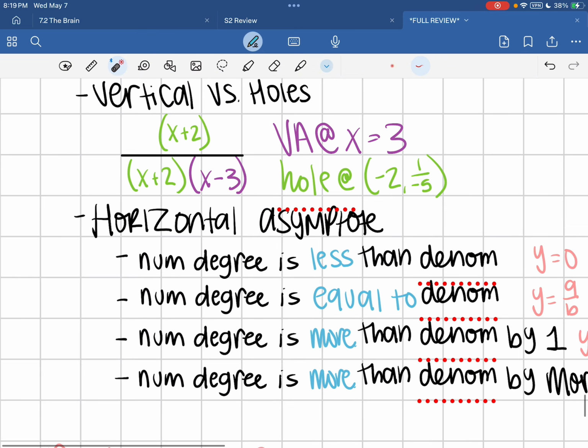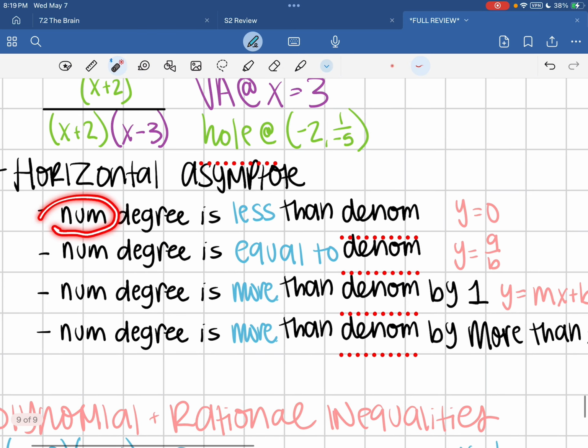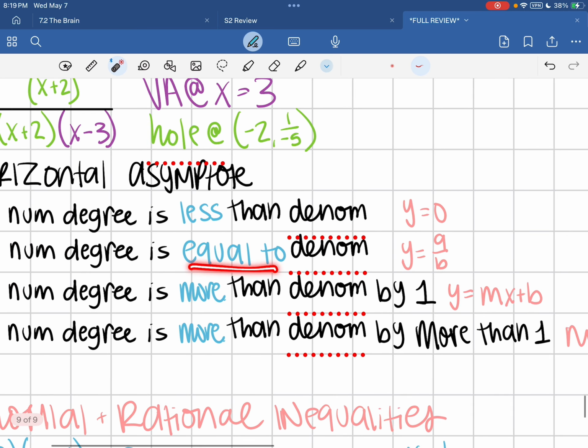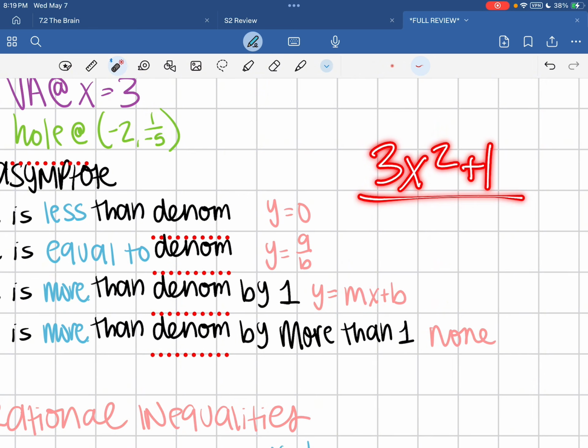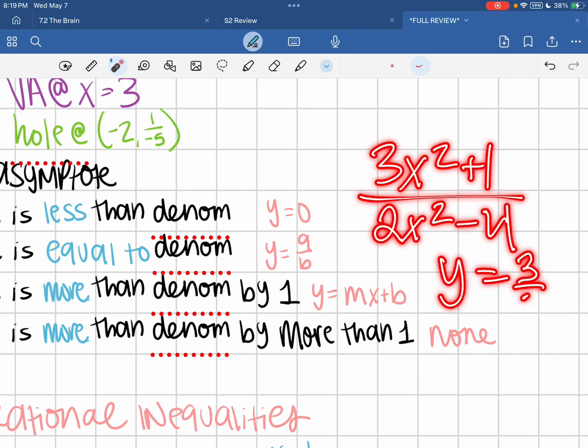For horizontal asymptotes, if the numerator's degree is less than the denominator's degree, you get an asymptote of y equals 0. If they're equal, you're going to get y equals a over b, which means if your equation is 3x squared plus 1 over 2x squared minus 4, your asymptote would be at y equals 3 over 2.